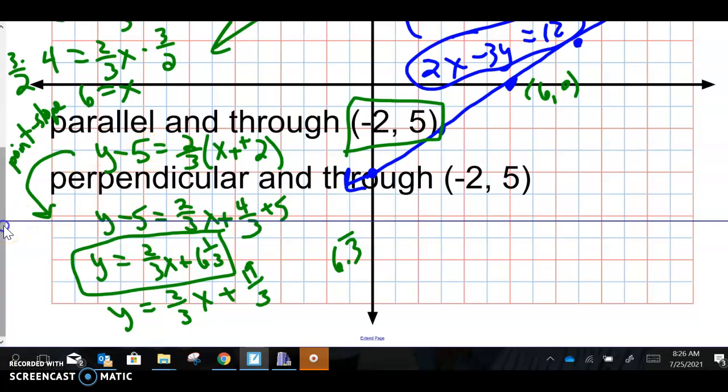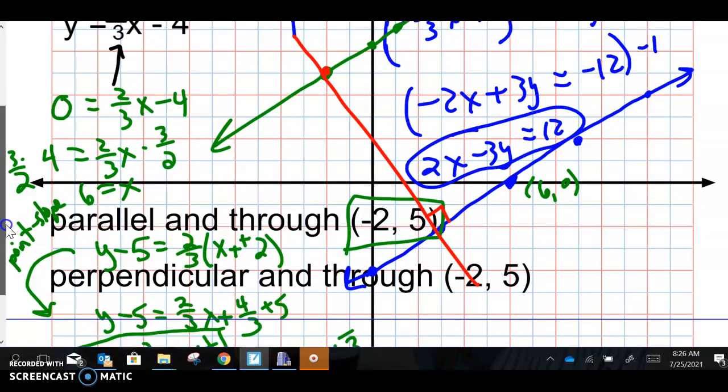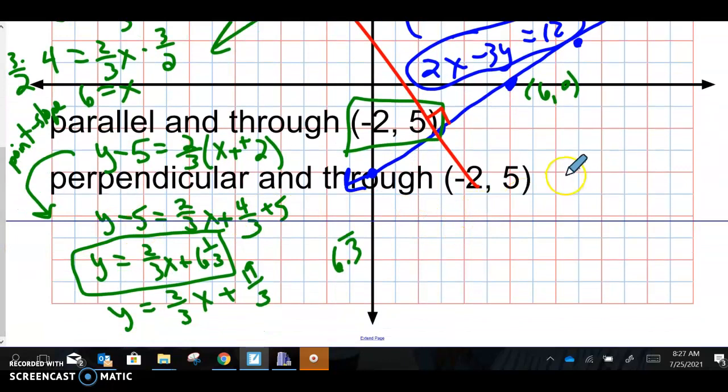Now, if I went perpendicular through this point, something that makes a 90-degree angle with our line, still through -2, 5, then I'm going to have to use the negative reciprocal slope. So our slope was 2/3. My new slope is going to be negative, and the reciprocal, 3/2. So I still do the point-slope form, y minus 5 equals negative 3/2 times x minus negative 2.